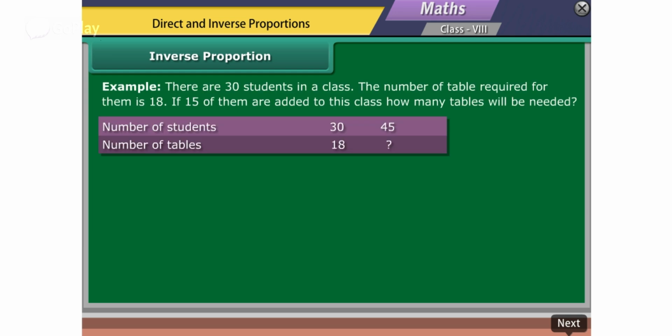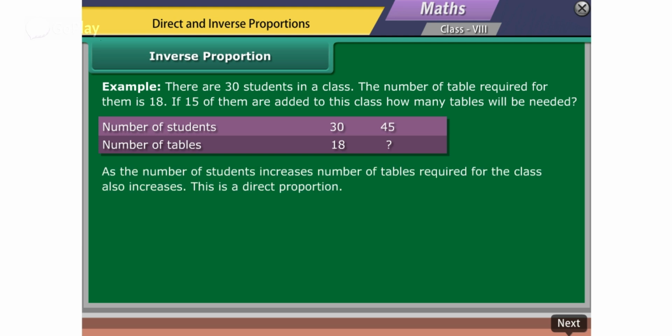Example: there are 30 students in a class. The number of tables required for them is 18. If 15 of them are added to this class, how many tables will be needed? As the number of students increases, number of tables required for the class also increases. This is a direct proportion.